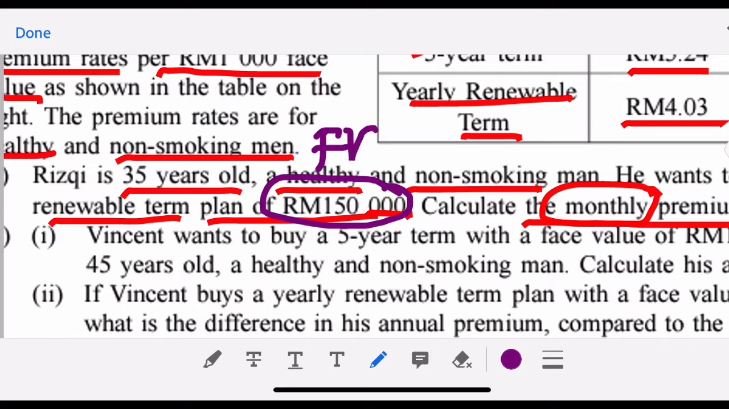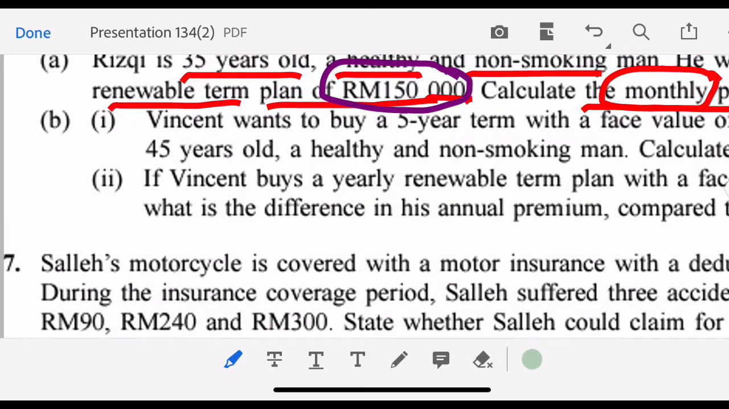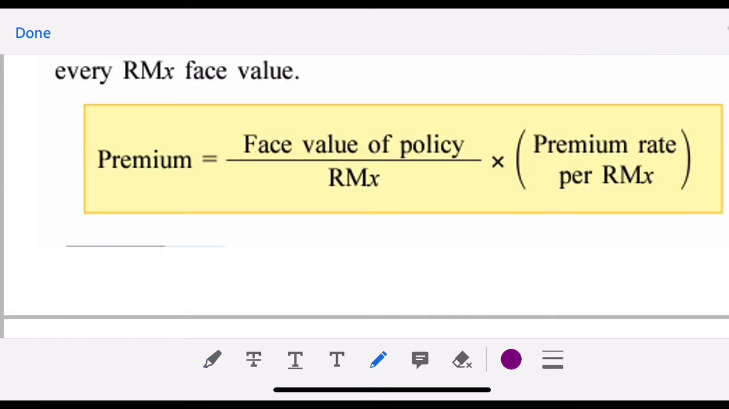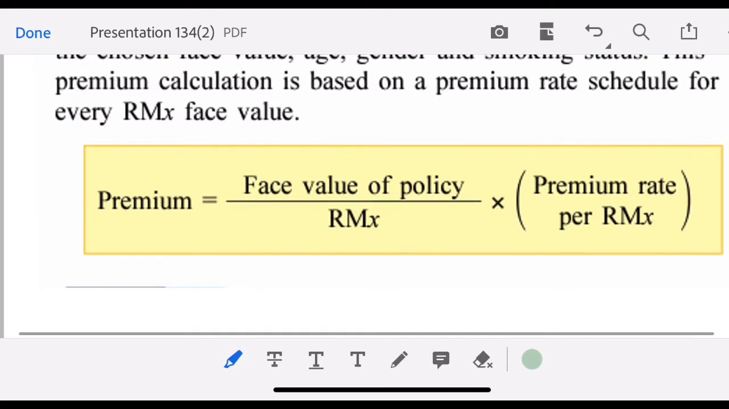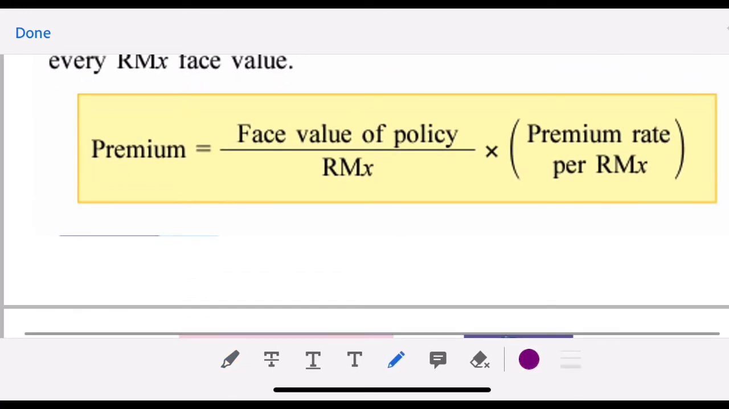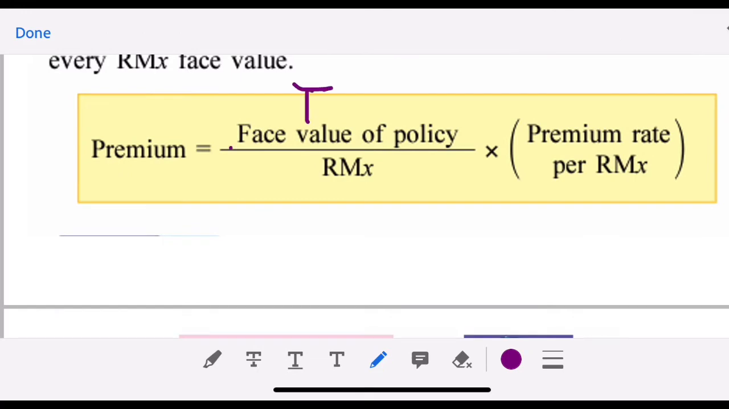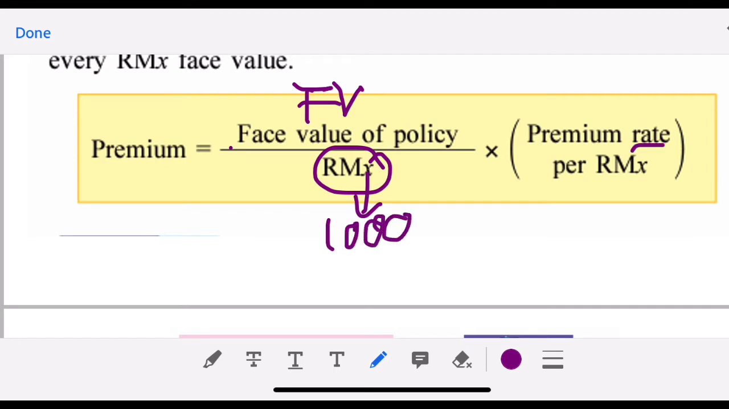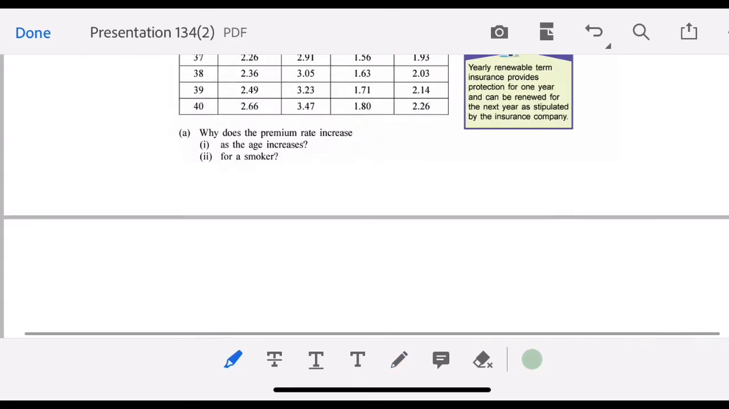So we actually will use a formula to calculate the premium. Premium calculation: face value per RM 1,000. If this is 1,000, then the premium rate per 1,000 will follow, right? So let's use this formula.